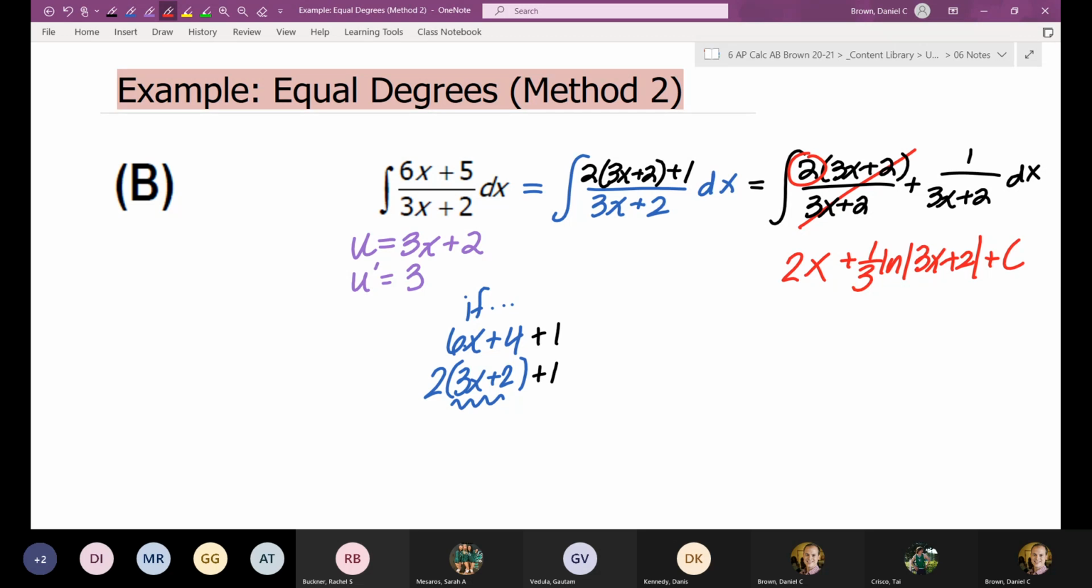Yeah, Taylor. Will the coefficient in front of the natural log always be the numerator over the denominator? I don't want to say that's always true. That will always be true if your denominator is a linear expression, like 3x plus 2 or 4x minus 1. If there start being more exponents here, I think then no, that won't be true. But for something this simple, yes, that will pretty much be the case.